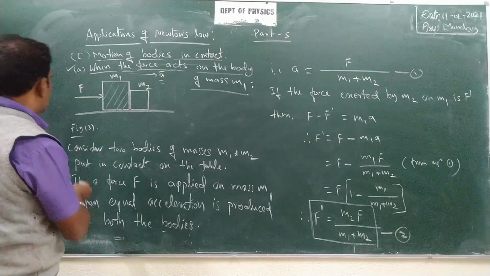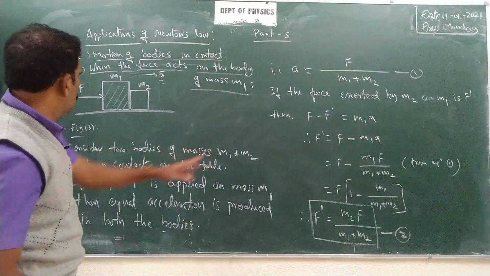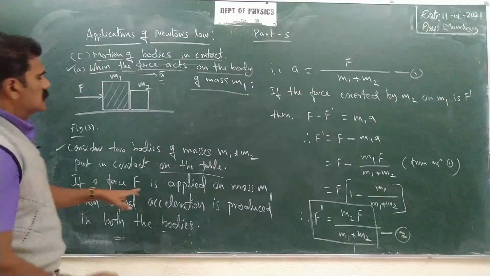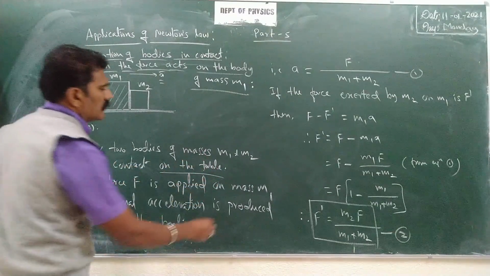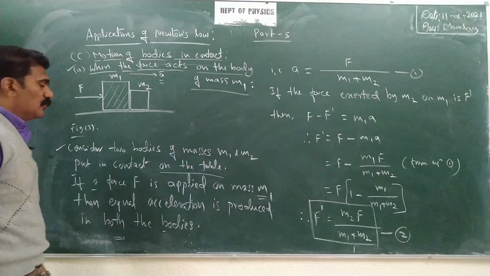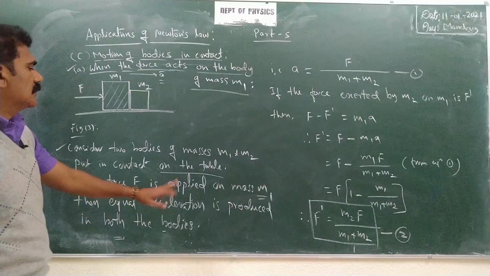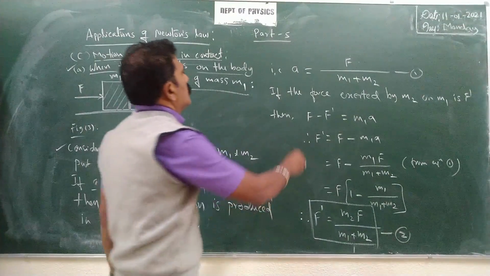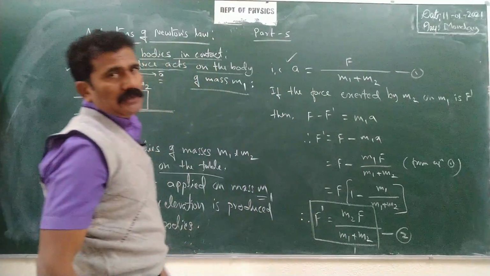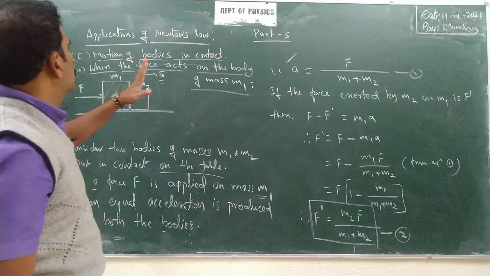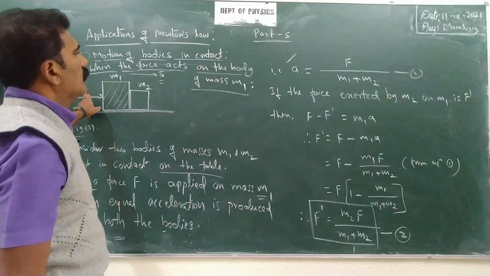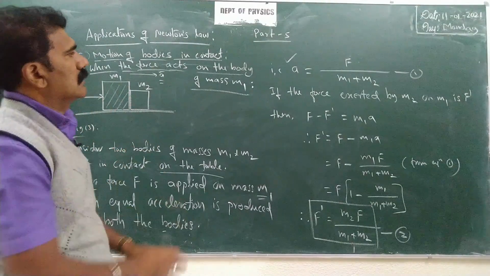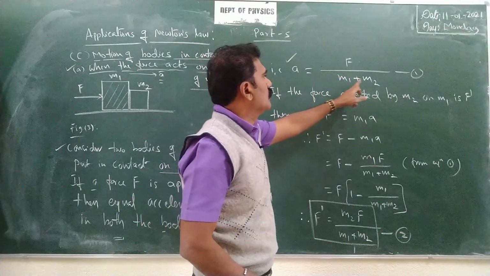Clear? Okay. Now consider the two bodies of mass M1 and M2 put in contact on the table. If a force F is applied particularly on M1, you should remember, then equal acceleration is produced in both the bodies, that is A bar. So how do you calculate that acceleration? Very simple, you just calculate acceleration according to Newton's law as the applied force divided by total mass. It is just like a single mass, right? So M1 plus M2 you have to consider. So A is equal to F by M1 plus M2.